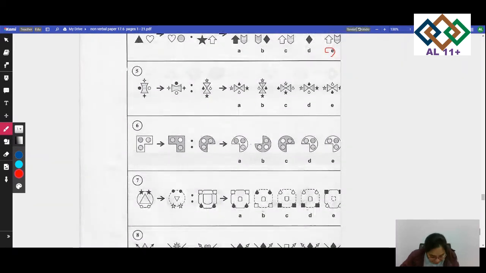So in number 5, the last shape turns on its side. If you see, this shape is like this, then the shape turns this way. This shape is like this, it'll turn this way. So it cannot be B. And when they turn this way, the star will become dark. So the star will become dark. Star, dark. This cannot be this one. And it has 2 stars, remember?